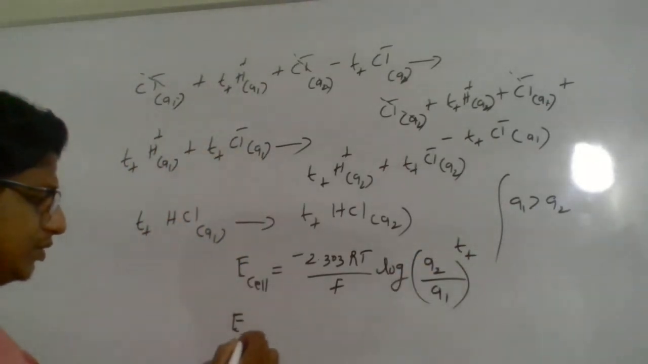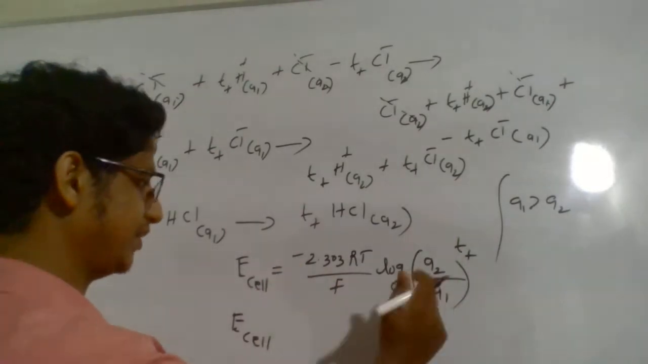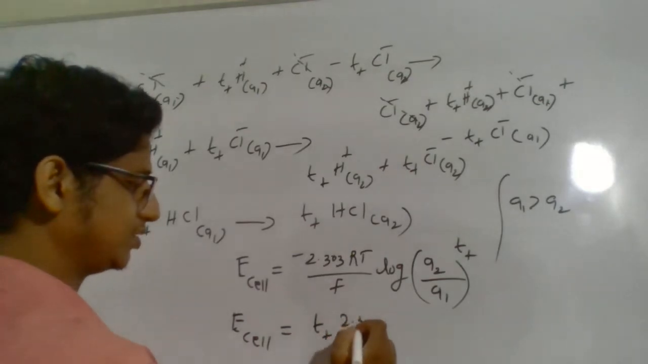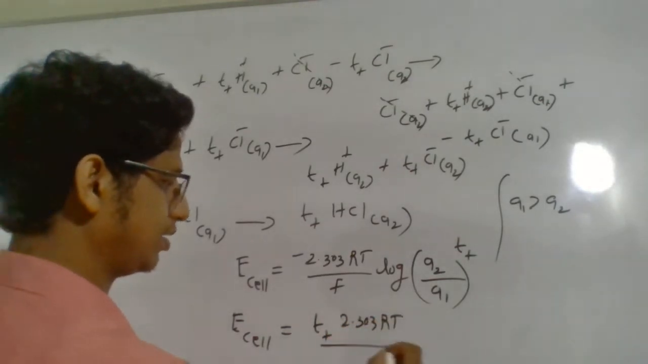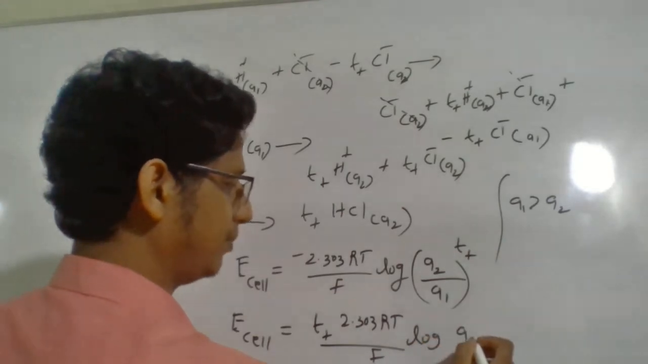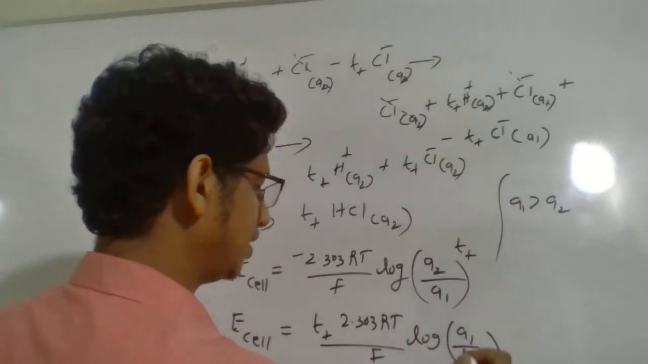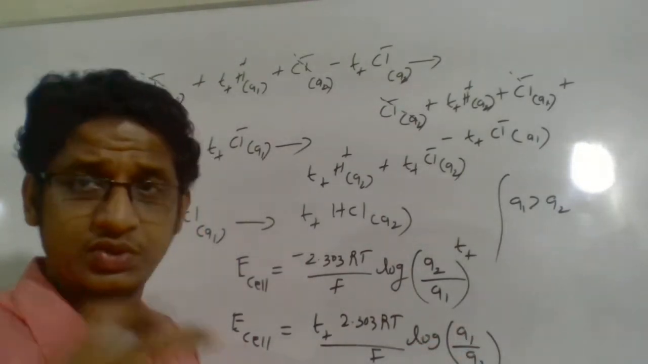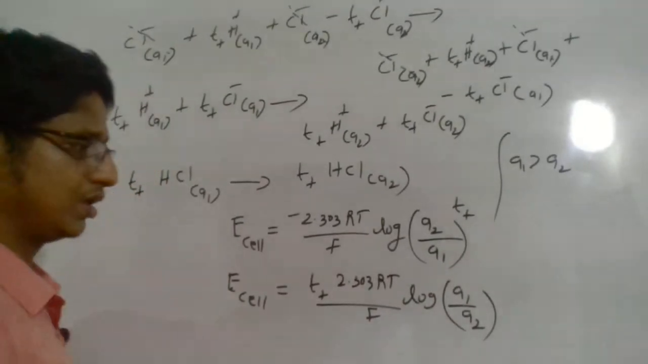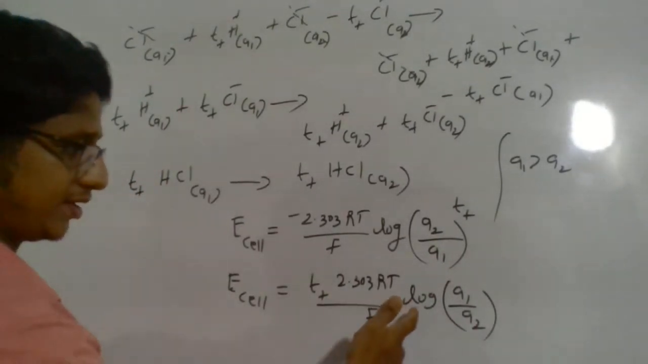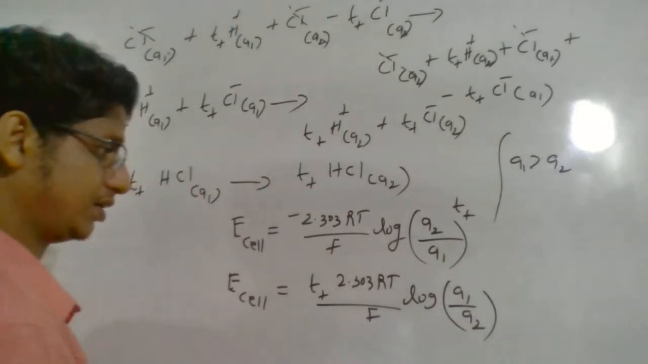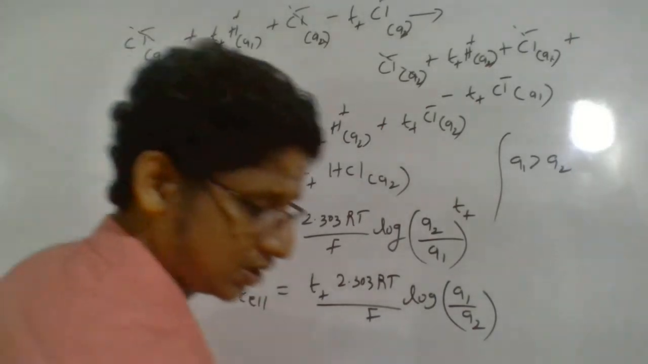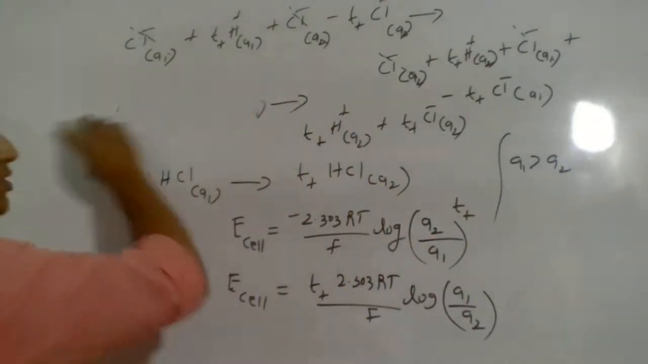So E cell will be equal to, you can change the minus sign by reversing this, so it will be t plus 2.303 RT by F log a1 by a2. So here, remember a1 is greater than a2, so you will get a positive sign. Or now you can avoid log if you want to express through ln, and you can express in terms of mean ionic activity. So let us have a simple equation.